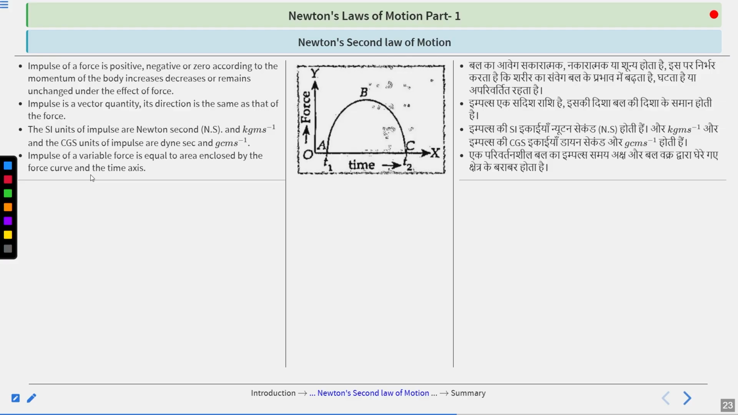Impulse of a force is equal to the area enclosed by the force curve and the time axis. Like you can say, this is the time axis, this is the force, and this is the maximum force. Here you can say it is 0. Suddenly it reaches the maximum and then goes from maximum to 0 again. So that's why it is called a short impact.